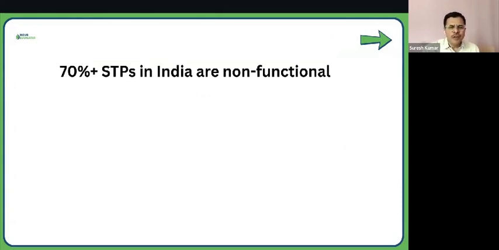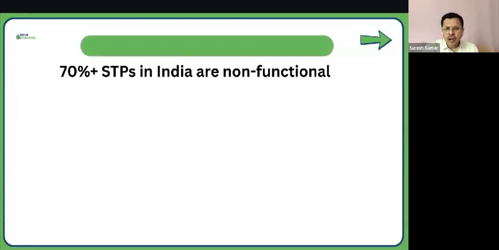Okay. Having said this, it sounds very simple and stupid. We are removing 0.05% from 100% matter. It should be ridiculously easy, right? But the reality is 70% of STPs in India are not working. Why most STPs are failing? We'll get into the reasons.